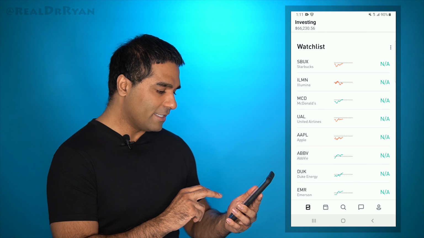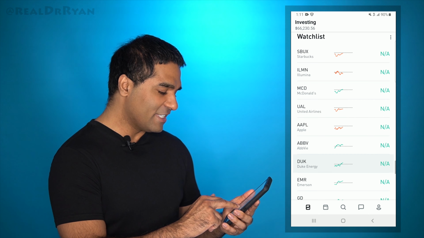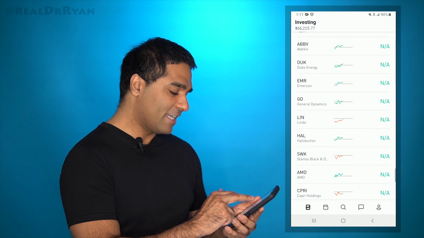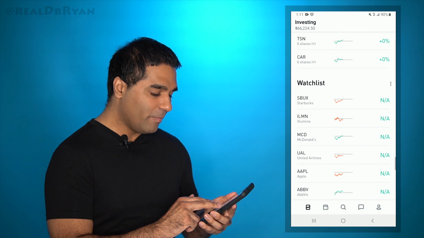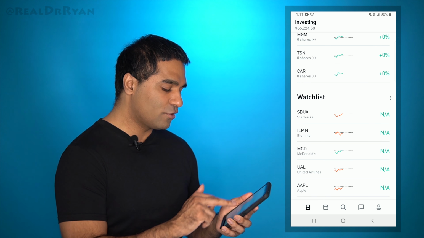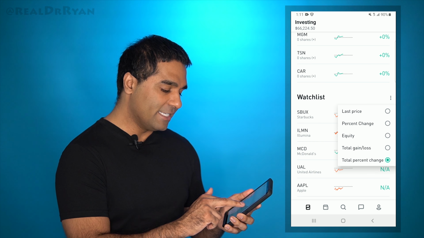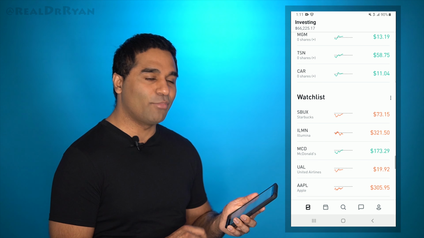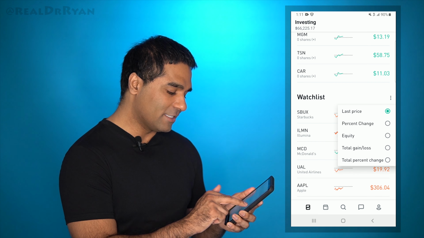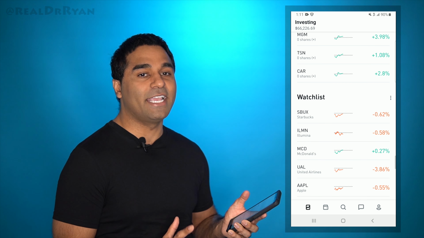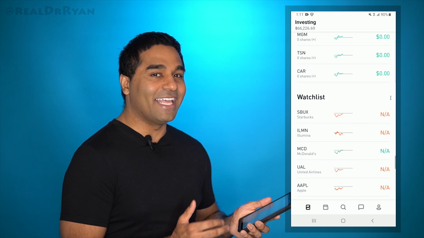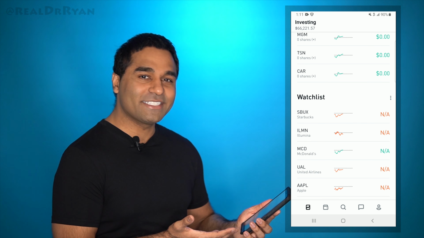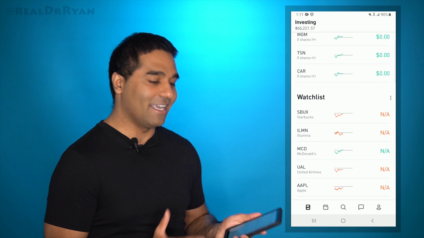Now, the watch list has all the different companies, and you can see the companies that I'm actually just looking at and following from a distance. And just like above, you can go ahead and you can click on those three dots once again. You could change it to last price, so you can see what the last price of the day was. You can click it to percent change, so you see what the percent change was for that particular day. You can click on equity, and that's not going to ever show you any value for your watch list because obviously you don't own any of those stocks.